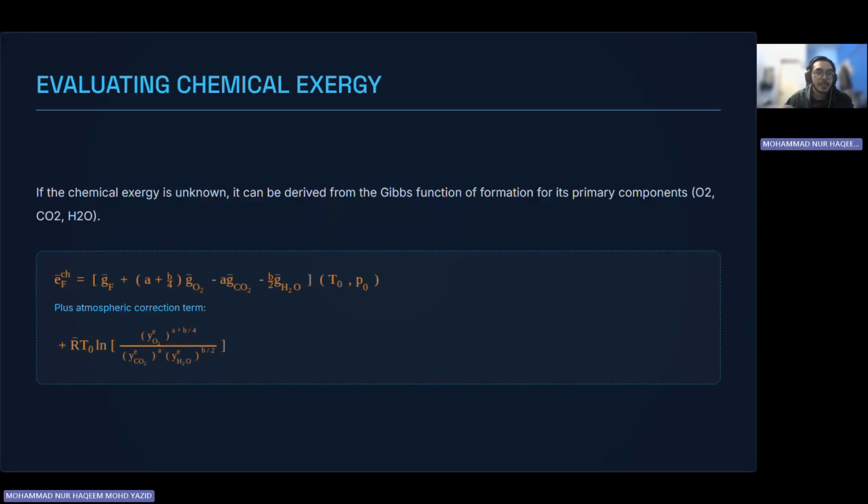Now we'll be evaluating the chemical exergy. If the chemical exergy is unknown, it can be derived from the Gibbs function of formation for its primary components, O2, CO2, H2O. You can refer to the information as such.